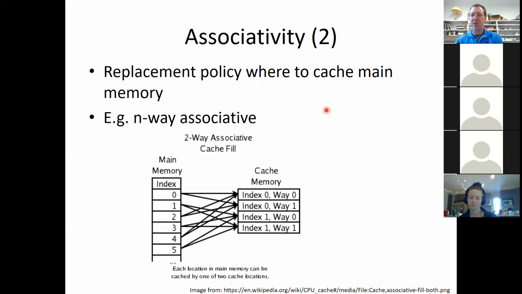To avoid this, there is n-way associative association of the memory, which means the main memory can be mapped to alternative positions in the cache. For example, here, the main memory element 0 can be mapped either to index 0 in way 0 or way 1. These are 2 different cache elements, and therefore you can avoid, to some extent, this cache thrashing.